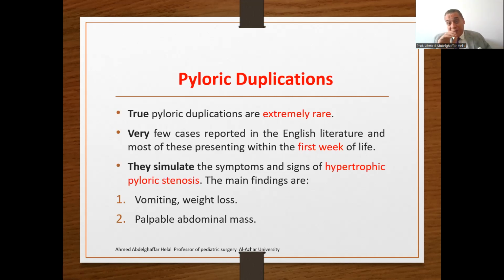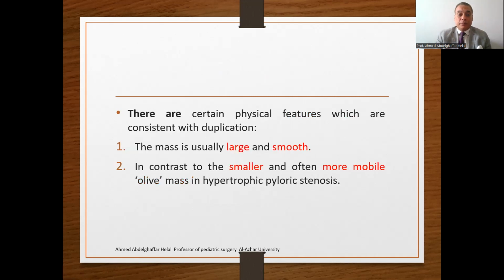Pyloric duplication, yes. At the end of the stomach, there is a pylorus. So this pylorus may be double. The true pyloric duplication is extremely rare. Very few cases are reported in the English literature, and most of these present within the first week of life. They simulate the symptoms and signs of hypertrophic pyloric stenosis. The main findings are vomiting, weight loss, and palpable abdominal mass. So most cases are diagnosed as hypertrophic pyloric obstruction.